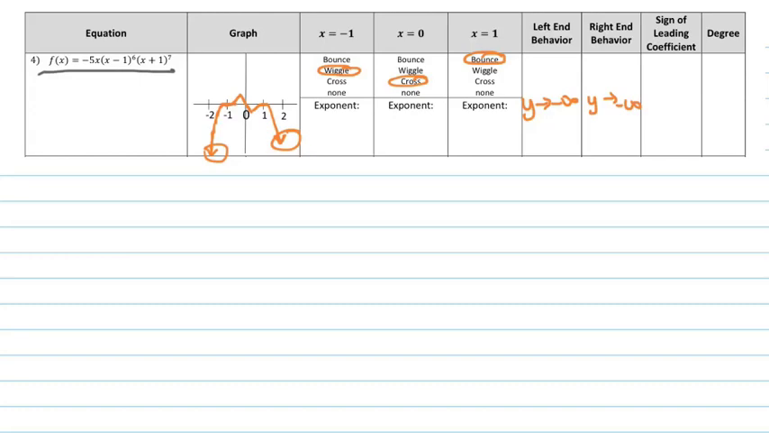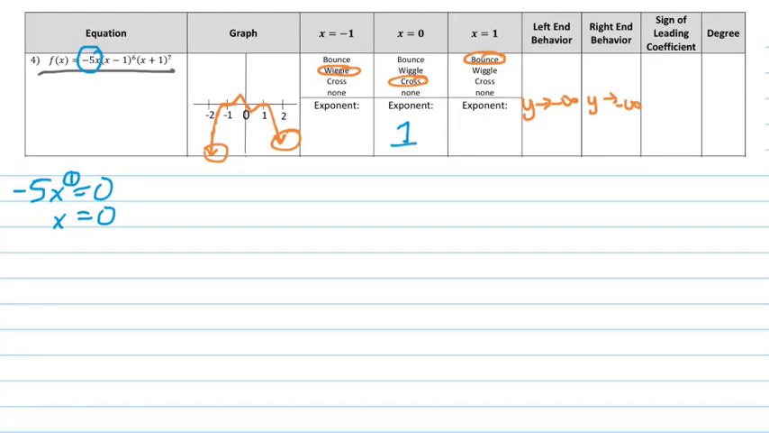And we're going to examine each of those pieces again. So -5x equals 0. That's going to be whenever x equals 0. And since there's not an exponent written, that's understood to be a 1. So the exponent there is a 1.